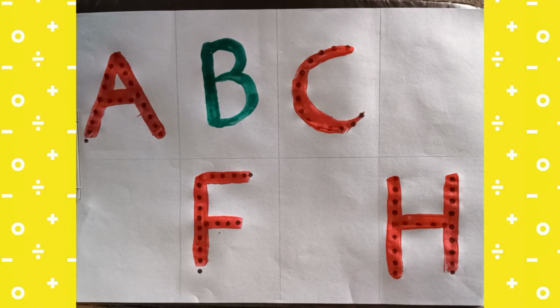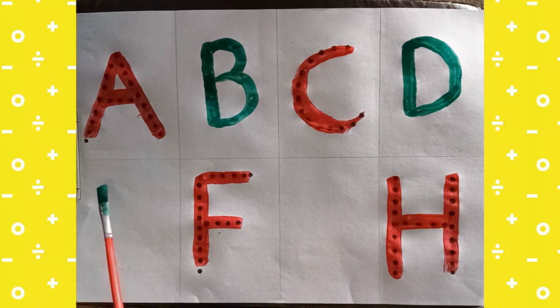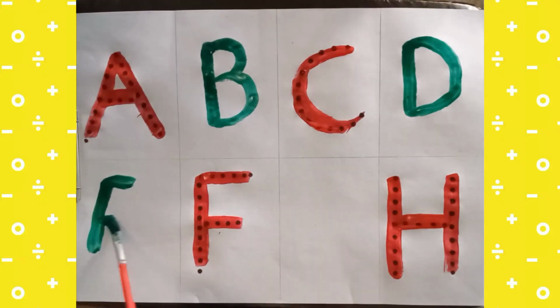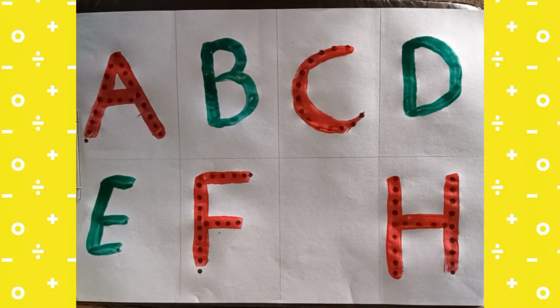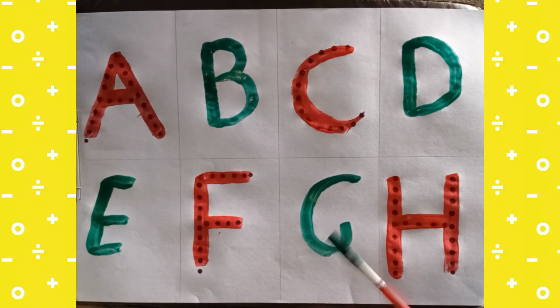Which letter after the A and before the C? The letter is B. After the C, the next letter is D. Which is the next letter after D? E. Before the F, the letter is E. Before H, the letter is G.